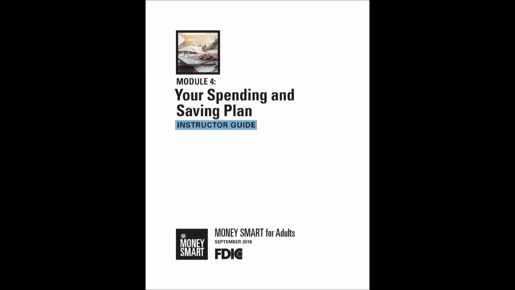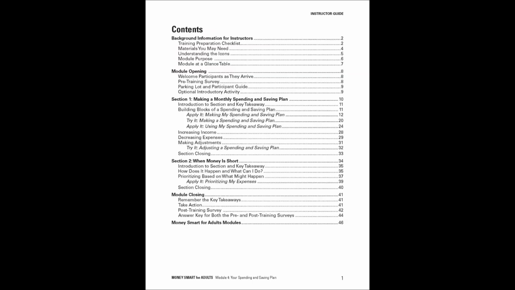Welcome to Money Smart for Adults, Module 4, Your Spending and Saving Plan. We're going to go through this instructor guide and highlight how you can facilitate this training. As in all other modules, it starts out here with a contents page, giving you all the information relating to this module listed by section and page number so that you know exactly where to find things here.